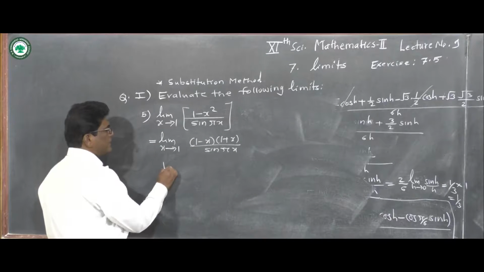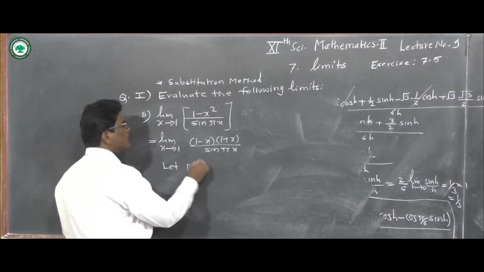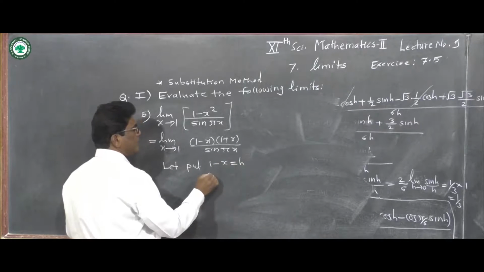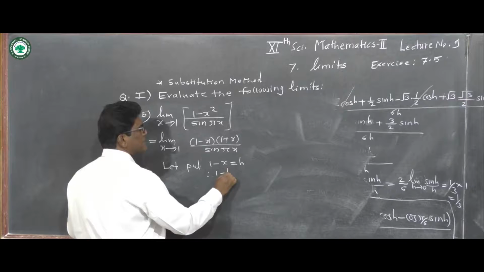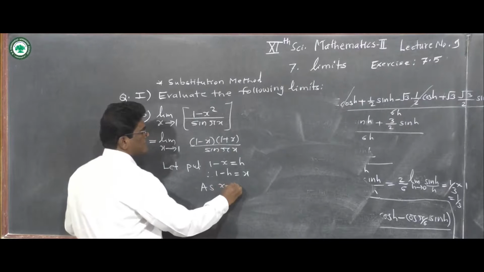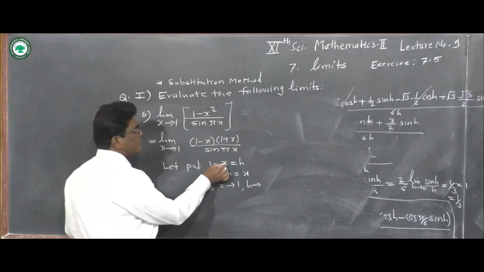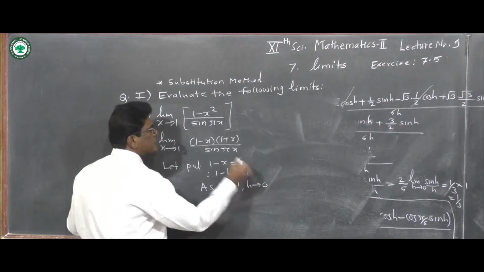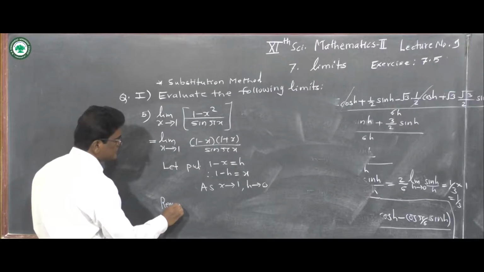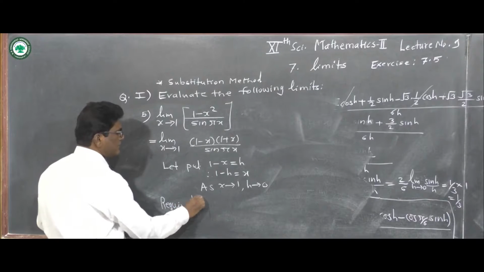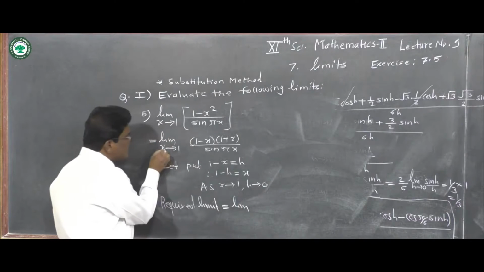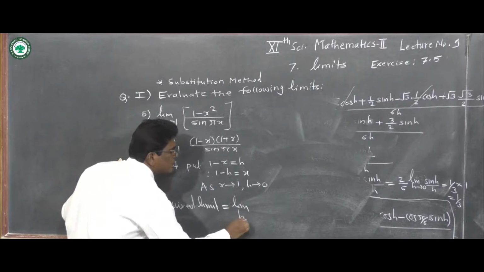So we write here, let 1 minus x be equal to h, and therefore 1 minus h is equal to x. Now as x tends to 1, h tends to, putting x as 1, 1 minus 1, that is 0, so h tends to 0. And therefore this required limit is equal to limit, now we change x tends to 1 by h tends to 0, so h tends to 0.